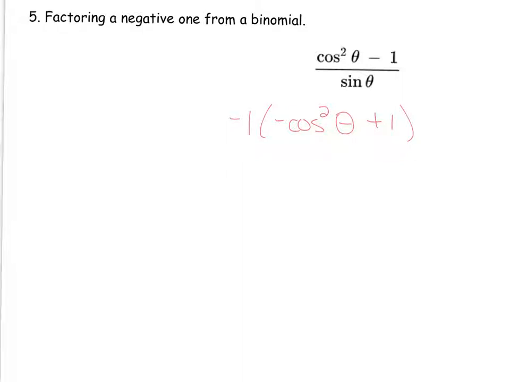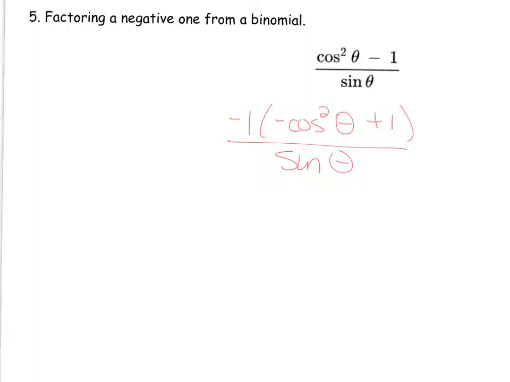Okay, so think about distributive property. If I were to distribute this -1, the negative times a negative would be a positive. The negative times a positive would be a negative. So I took this -1 out, and that changed all the signs. I've still got the sine theta on bottom.